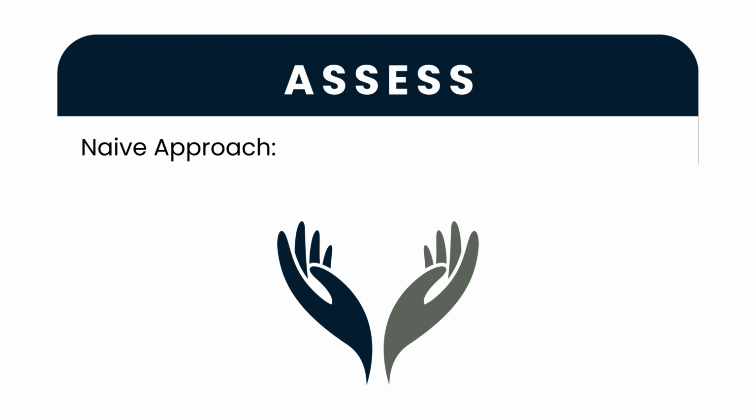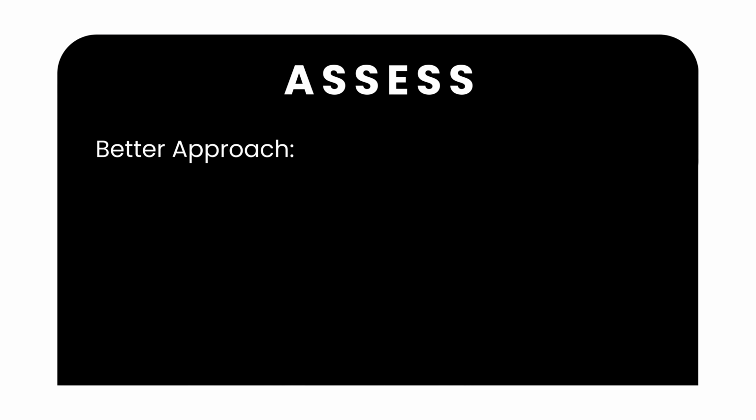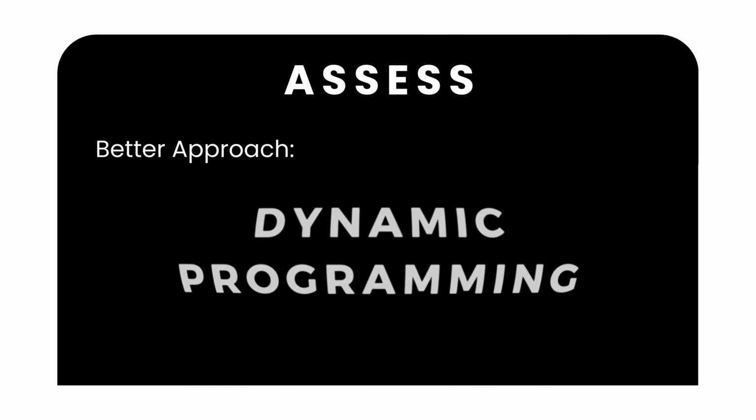Now let's assess our options. A naive approach would use a helper function like bin(i).count('1') for each number from 0 to n. That works but is O(n log n) time. Can we do better? Yes, there's a dynamic programming trick.